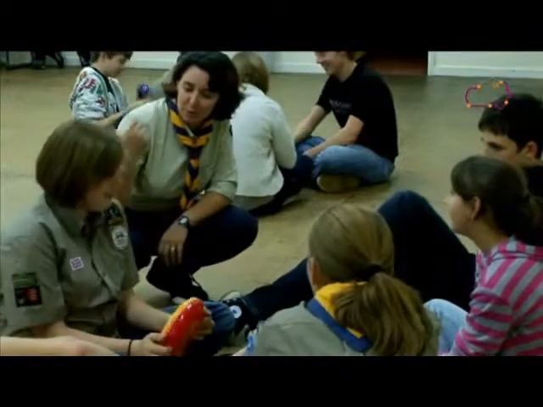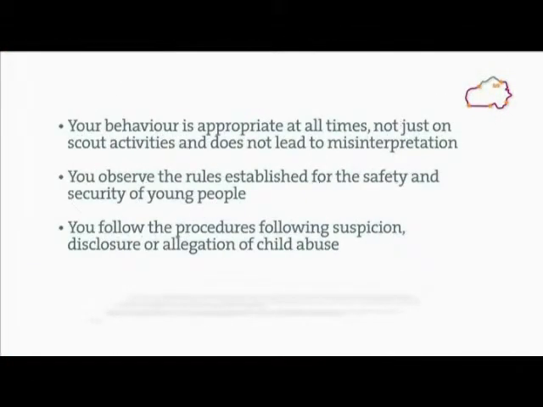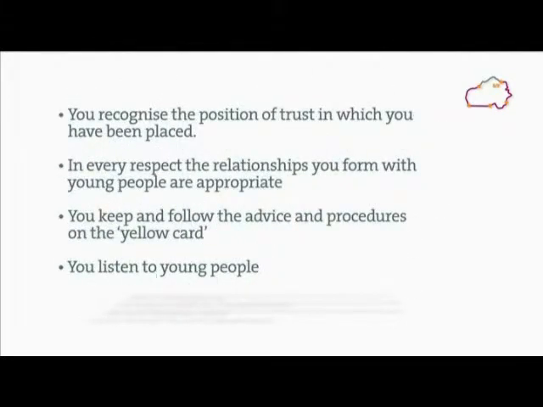In your role in Scouting, you'll be helping to protect young people from harm if you follow some simple guidance. You should ensure that your behaviour is appropriate at all times, not just on Scout activities, and does not lead to misinterpretation. You observe the rules established for the safety and security of young people. You follow the procedures following suspicion, disclosure or allegation of child abuse. You recognise the position of trust in which you have been placed. In every respect, the relationships you form with young people are appropriate. You keep and follow the advice and procedures on the Yellow Card. You listen to young people.